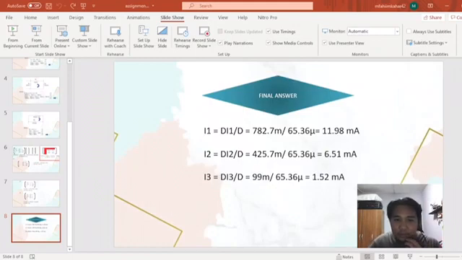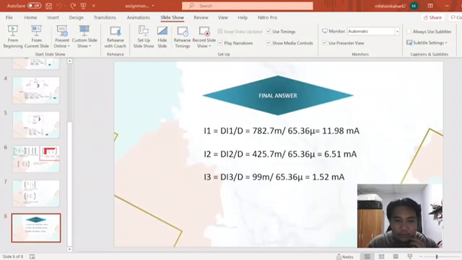Now is the last part. We need to find the values of currents 1, 2, and 3. To find the value of current 1, we apply the formula: determinant of mesh current 1 over the original determinant. So it will be 782.7 milli over 65.36 micro. And the final answer for the value of current 1 is 11.98 milliampere.